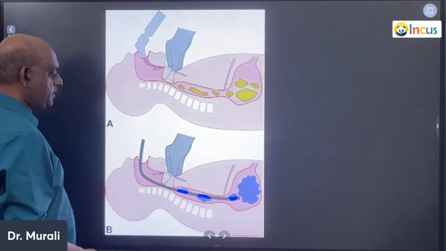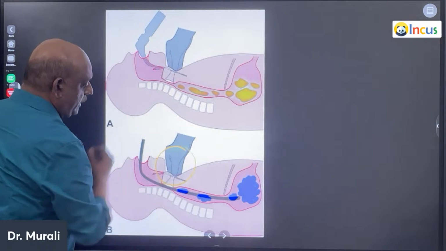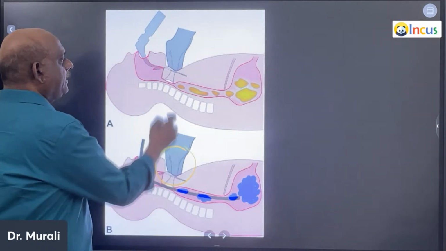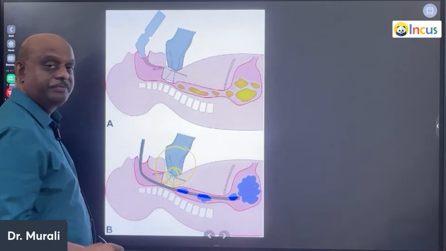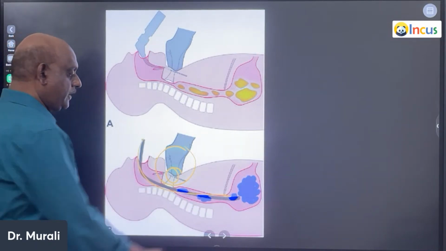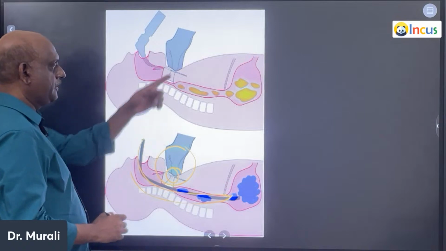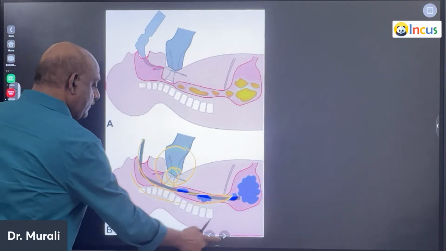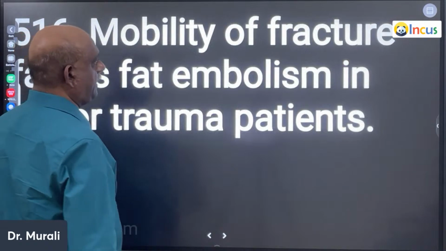So this is how, doctor, you apply the pressure. You apply the pressure on the cricoid while you are doing the intubation, so that you are preventing the gastric secretions from entering into the respiratory tract, which is called Sellick's maneuver.